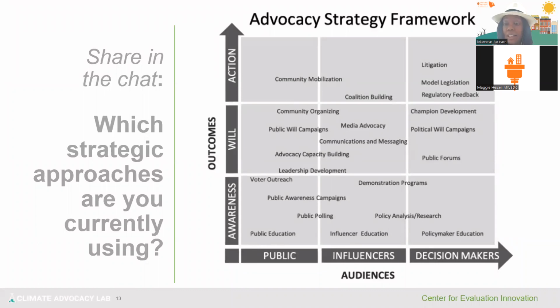So in the chat, could you look at this post? What strategic approaches are you currently using in your campaigns or in your advocacy efforts? So I see a lot of people from different organizations. What are you using to build out your strategy framework?